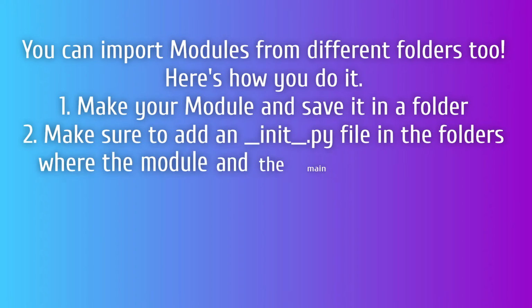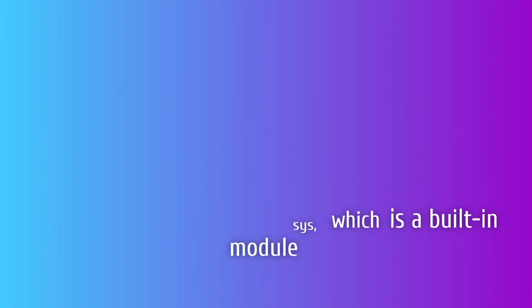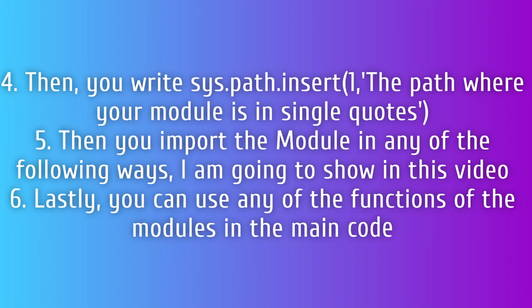You can import modules from different folders too. Here's how you do it. Make your module and save it in a folder. Make sure to add an init.py file in the folders where the module and the main code are present respectively. In the main code, import sys, which is a built-in module. Then you write sys.path.insert in brackets 1, write the path where your module is, and then you import the module in any of the following ways I'm going to show you in this video. And lastly, you can use the functions of the module in the main code.